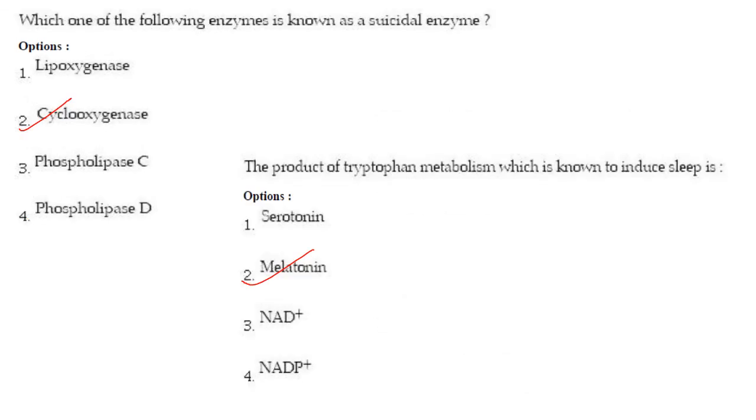Next one, which of the following enzyme is known as suicidal enzyme? Option 1 lipoxygenase, 2 cyclooxygenase, 3 phospholipase C, 4 phospholipase D. Answer is option 2 cyclooxygenase. Next one, the product of tryptophan metabolism which is known to induce sleep is option 1 serotonin, 2 melatonin, 3 NAD+, 4 NADP+. Answer is option 2 melatonin.